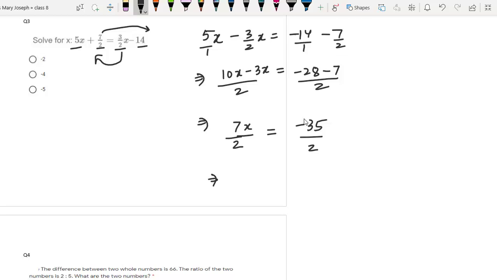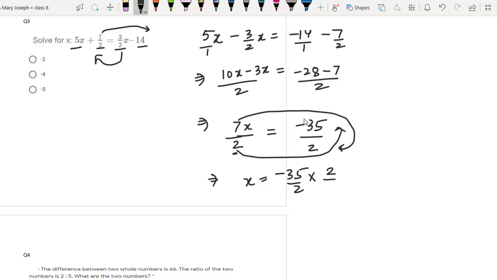Now finally this 7 upon 2 will go to that side, it will be reversed, or you can think of it like this: 2 is in division over here, this 2 in division over here will come in multiplication, this 7 is in multiplication will come in division. So it will be like this. So 2 and 2 cancel, 7 fives are 35, so the answer is minus 5, correct answer.